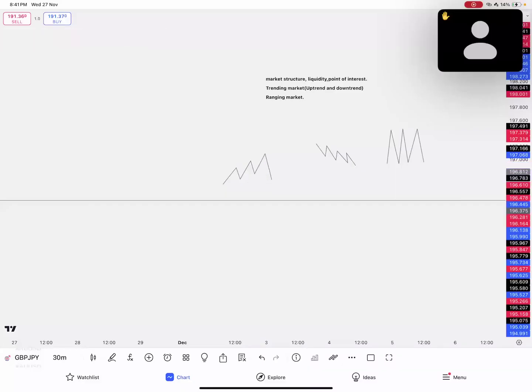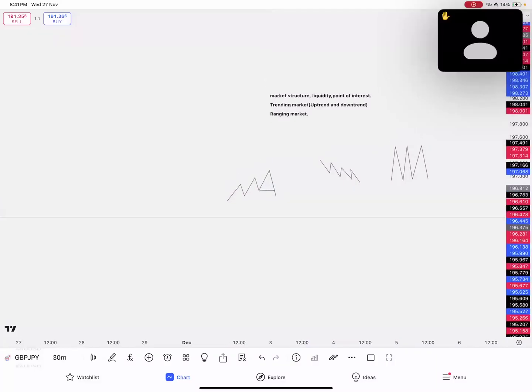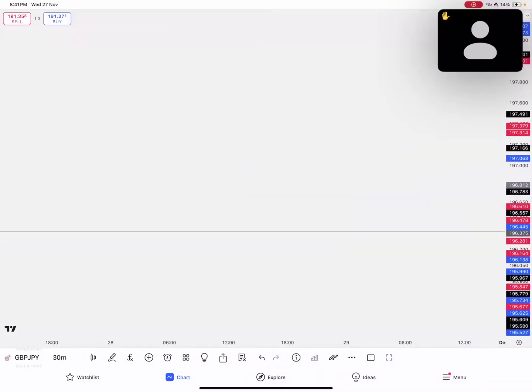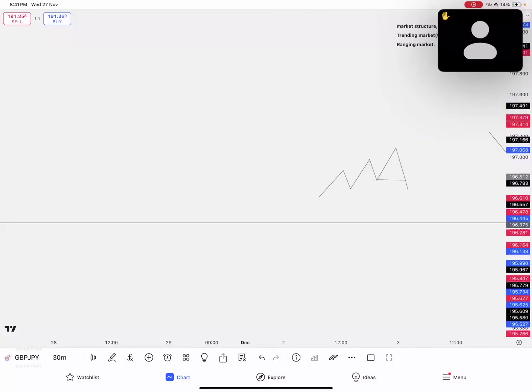So the way the market is making higher highs and higher lows, higher highs and higher lows, higher highs, then comes here and makes a lower low. This already has a market structure shift occurring here because market already deviated from the current trend, from the current pattern it's following to make an uptrend. So this right here is a market structure shift.